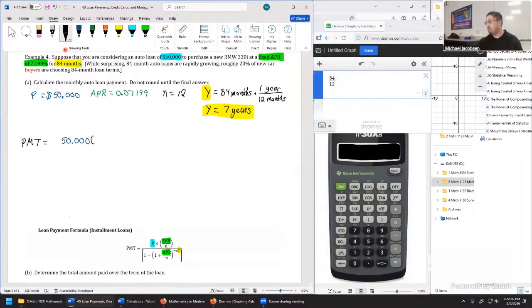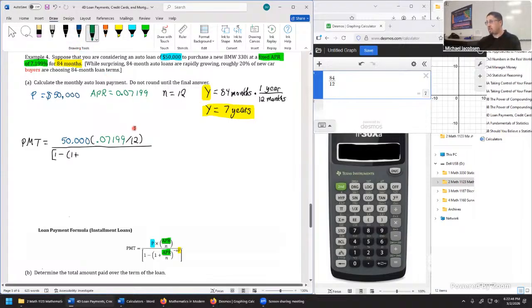Take now not 1 plus, but rather the APR, 0.07199. Divide that by 12. Then in the denominator, go 1 minus, 1 plus. Then just start copying all the way to this part right here by the red dot, 0.07199. Then divide by 12. Raise it to the power of, in place of n, once again, put in 12. But we're multiplying that by 7.